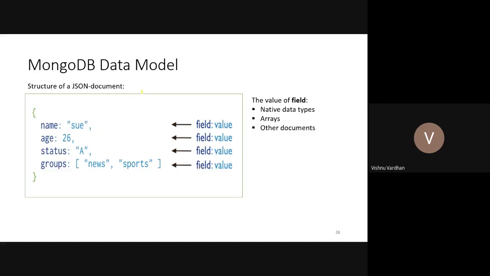Then the structure of the JSON document, we already know about this. These are key value pairs. If a value is a string, it should be given in double quotes. If it is an integer, it need not be given in double quotes. Similarly, you can provide booleans and other information. Not only that, you can have arrays also. This is one array, and this array again contains some different fields. This can also happen.